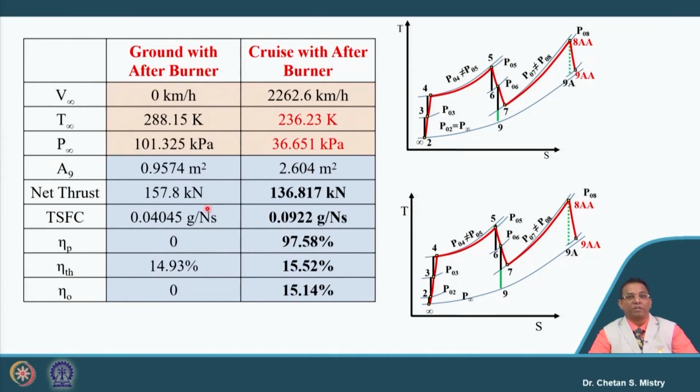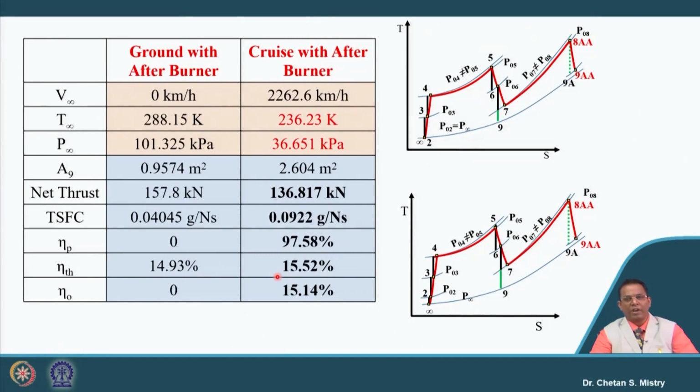Let us compare the thrust. For the ground condition with the afterburner operational, the thrust comes as 157.8 kilonewton, but in the cruise condition it is 136.81. In the same way, under the cruise condition our specific fuel consumption comes to be higher, but the benefit we get is an increase of propulsive efficiency, an increase of thermal efficiency, and the overall efficiency comes as 15.14.